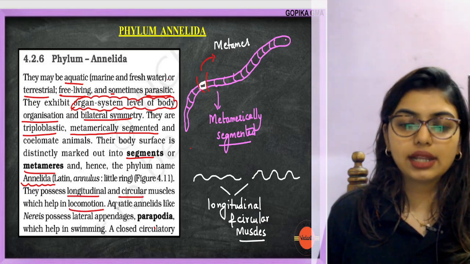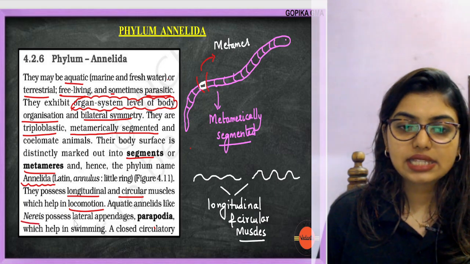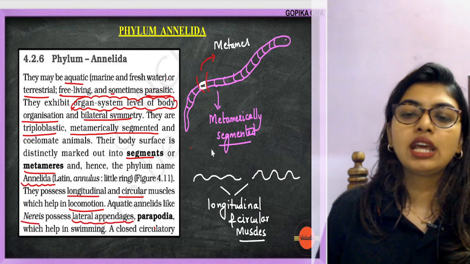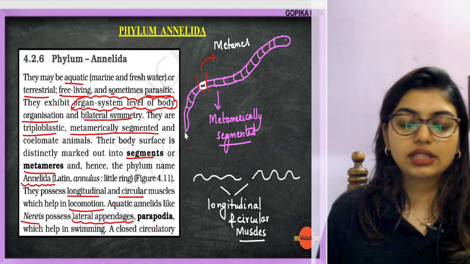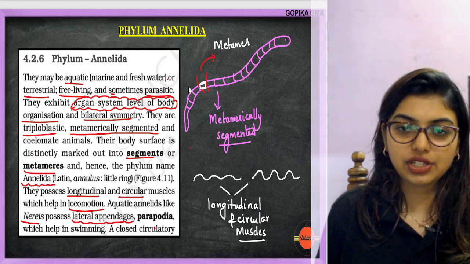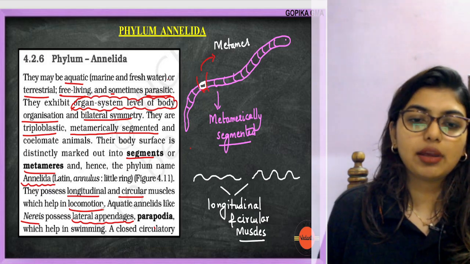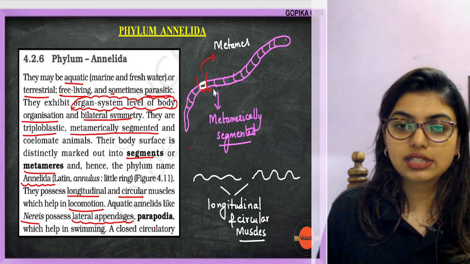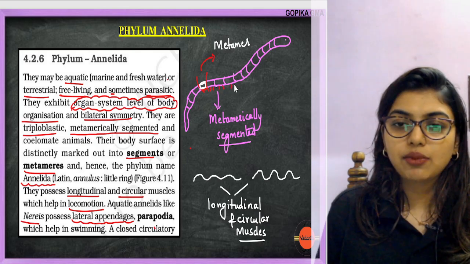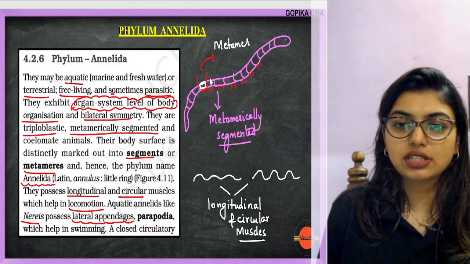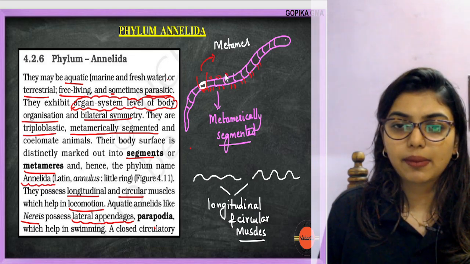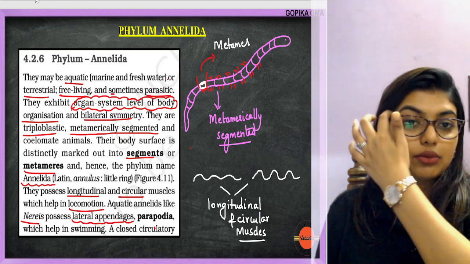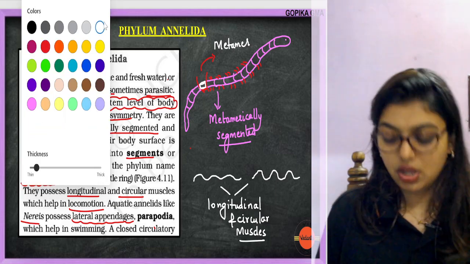Now aquatic annelids like Nereis possess lateral appendages. Very important, the ones that are aquatic, in water, will have lateral appendages called parapodia, which help them in swimming. So on the lateral side they'll have these parapodia, which will help them in swimming. And now it looks like an earthworm that is moving.